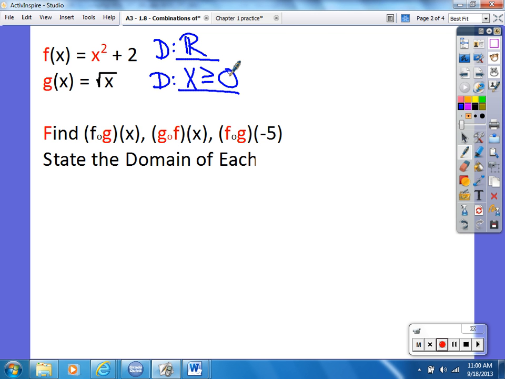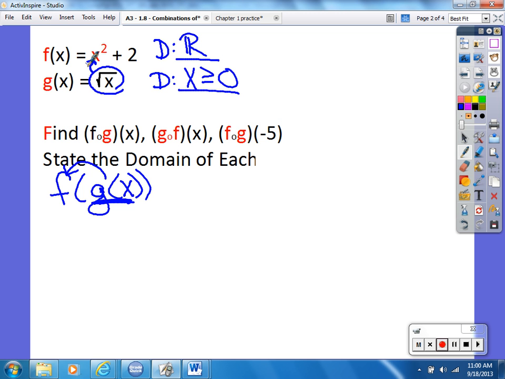Okay, so let's find f of g. Now, if you ever talk to Mrs. Kilcoyne, she'll call that fog and gloss. I don't know why. But f of g actually means f of g of x. That means I'm going to take the g function and plug it in to the f function. So I'm going to take this function, and everywhere I see an x in the f function, I'm going to plug it in.